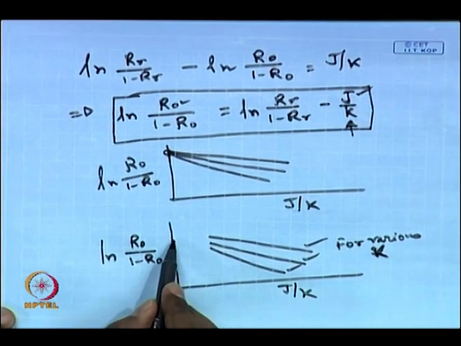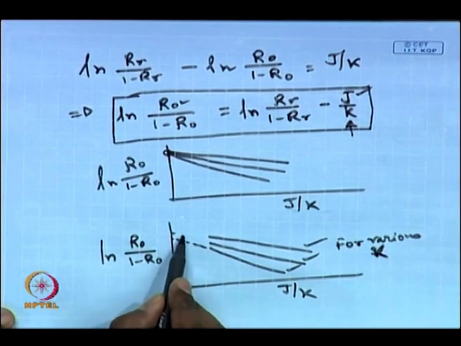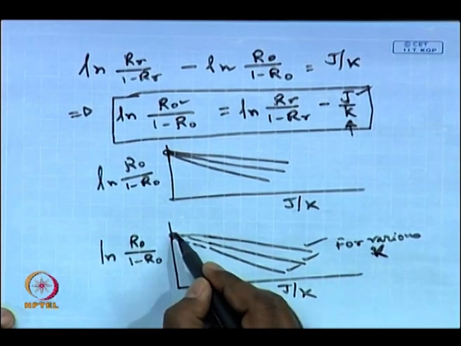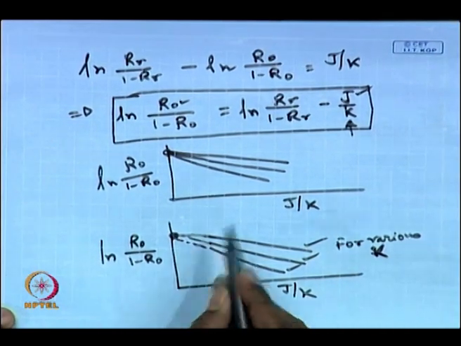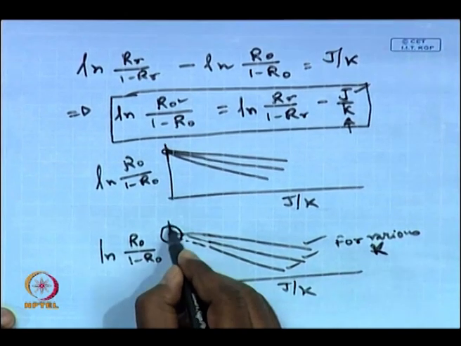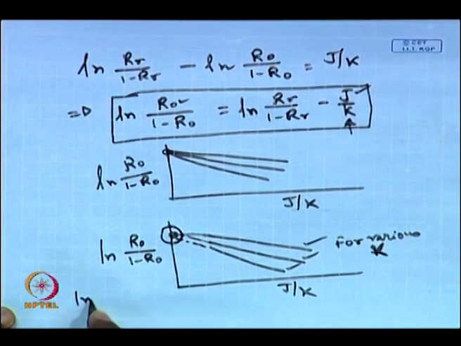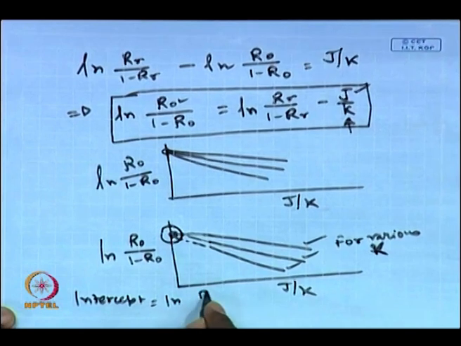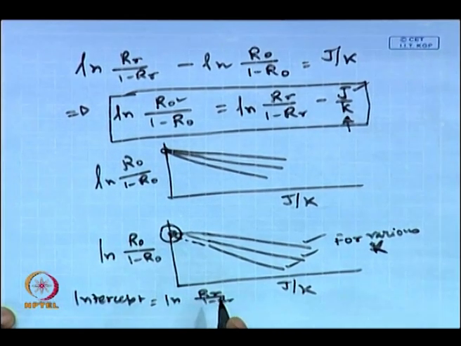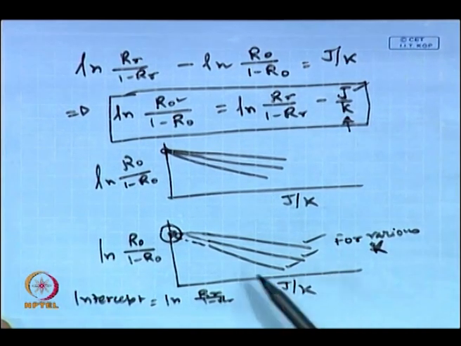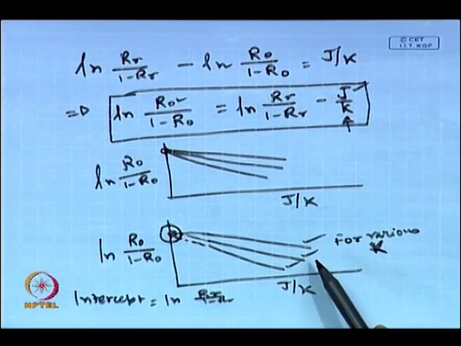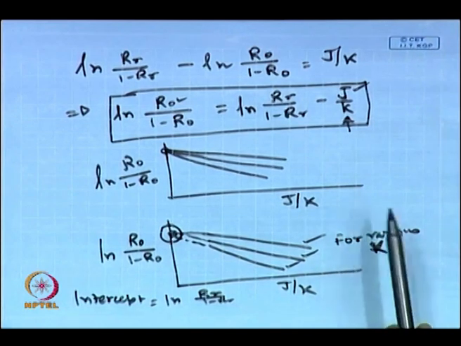Now, if you extend these curves, you will see that all of them merge to a particular point on the y axis, the intercept. What is the intercept? The intercept is nothing but ln of RR divided by 1 minus RR, where RR is the real retention. So, from that one can estimate the value of real retention. The accuracy of this method depends extremely on how accurately you conduct the experiment.